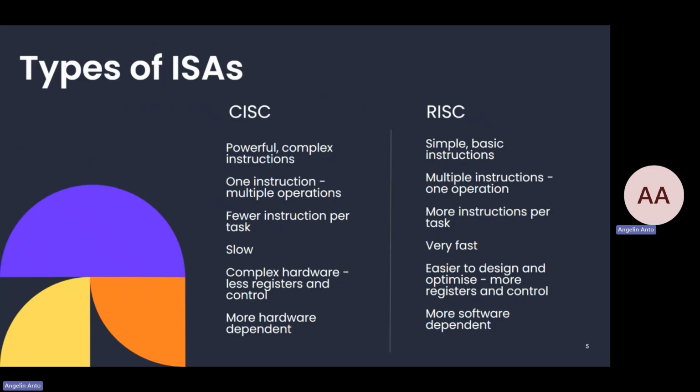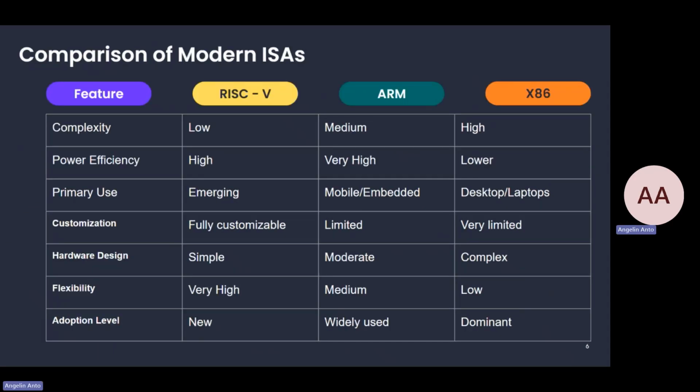But when you look at RISC, it's simpler and more basic instructions, very fast, but you need multiple instructions for one operation. Now, it was easier to optimize and design, and it had more registers and more control. And RISC tended to be a more software dependent system, which also feeds into why it was easier to design and optimize, right? Now, the modern major ISAs, as I mentioned before, were RISC-V, ARM, and x86.